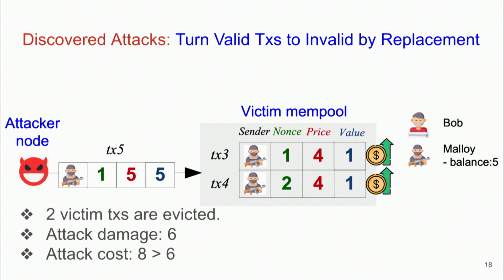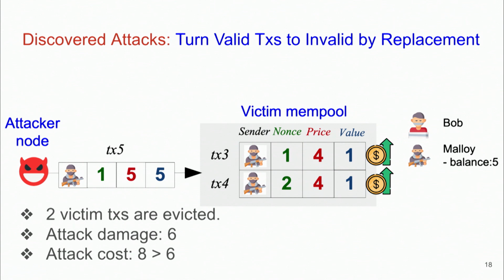So what the attacker wants to do is to lower his cost. And this comes to the second step, in which the attacker sends TX5, a transaction that we call a turning transaction. TX5 has the same nonce as TX3, but the price is higher. So it's 5 GWei, higher than 4 GWei. Value is 5 Ether instead of 1 Ether.